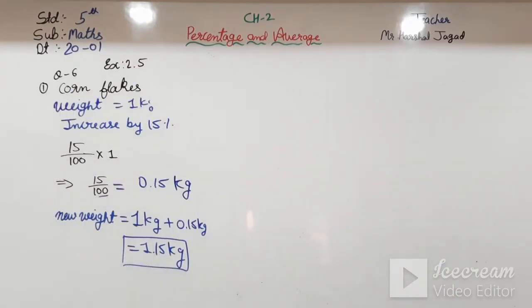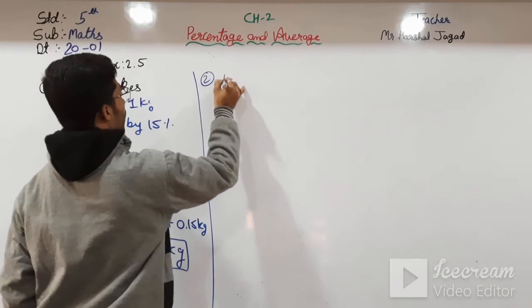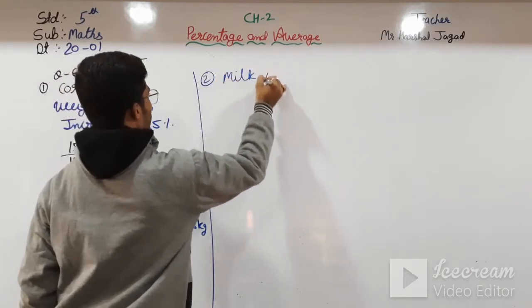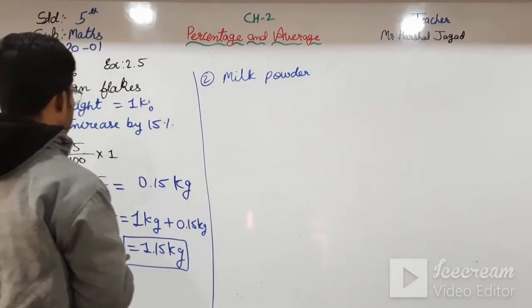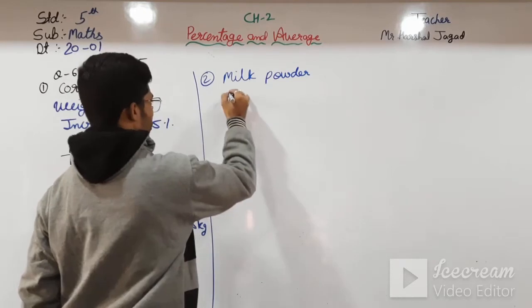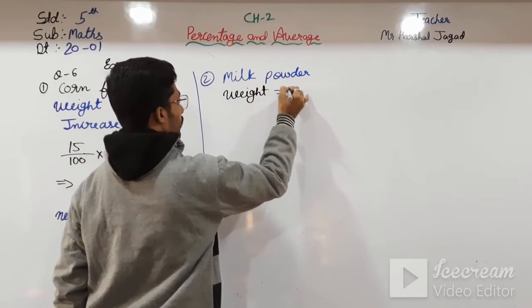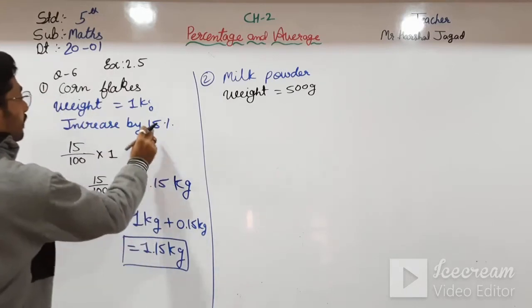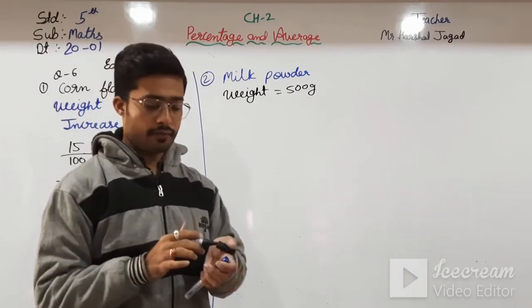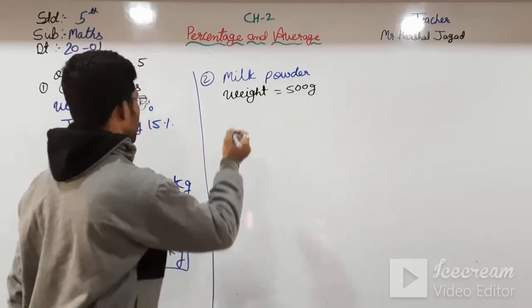So, milk powder is of 500 gram. The second one, milk powder, weight is 500 gram. And it is to be reduced by how many percent? 15%. So first of all, we have to find out the 15% of 500 grams. So let us find out this.